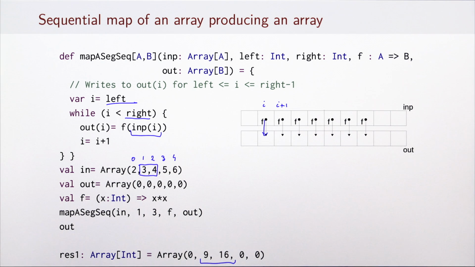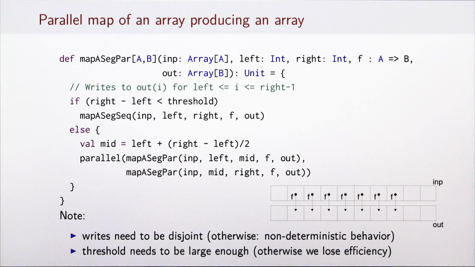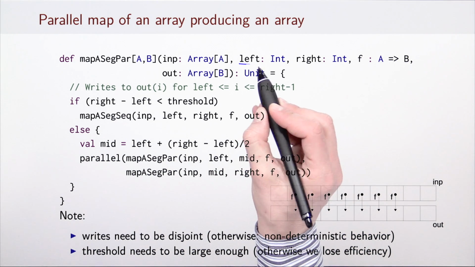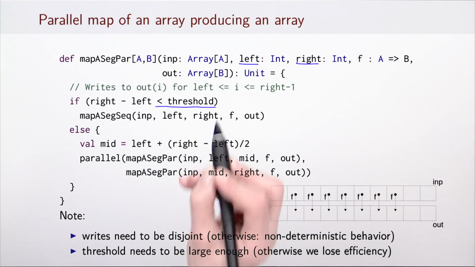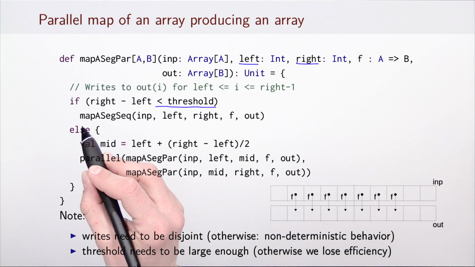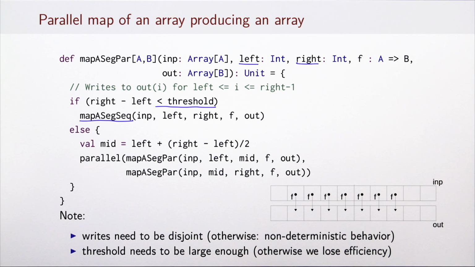How could we do this in parallel? Let's use the parallel construct in order to express this. When the difference between the left index and the right index is small enough, below some threshold, then we can invoke the function that we have defined previously. Otherwise, we compute the middle element, and then we invoke the functions recursively from left to middle and from middle to right. There are two things that we need to pay attention to.